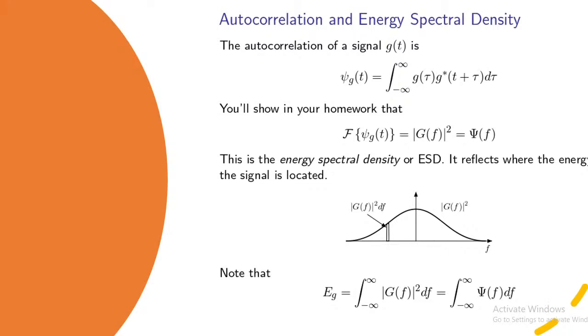In the figure you can see absolute G(f) square plotted against f. Take a very small band of f which is df. There the value will be absolute G(f) square df, so that much only will be there. Then you can find that EG will be equal to the integration from minus infinity to infinity of absolute G(f) square df, that is equal to psi(f), so you can write it as the integration of psi(f) over df.